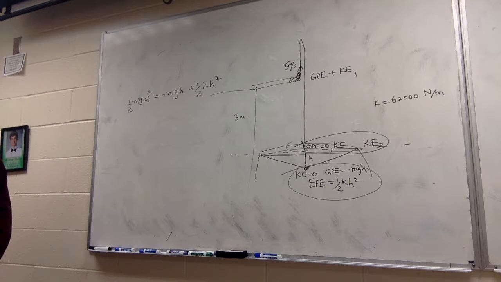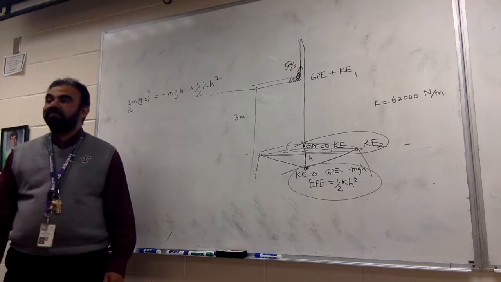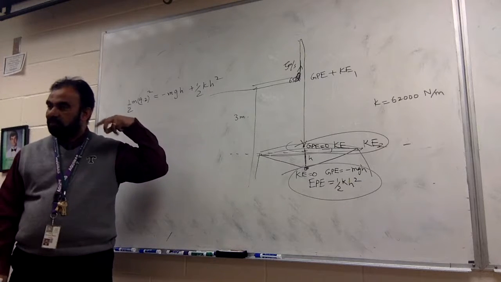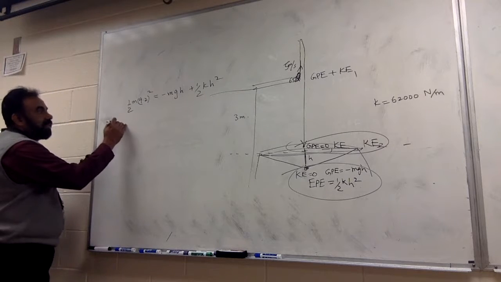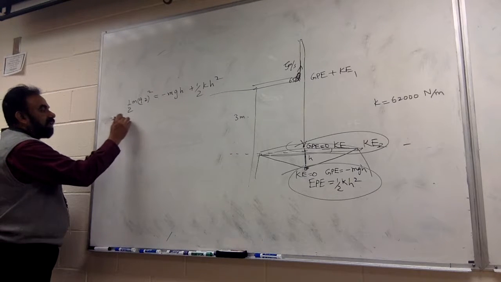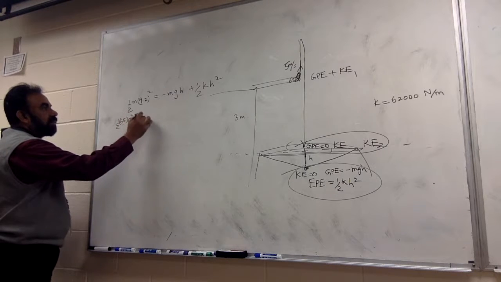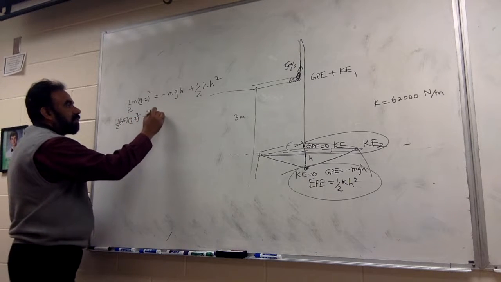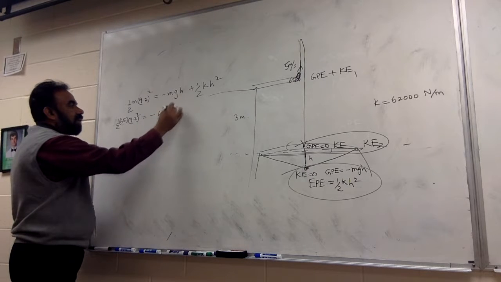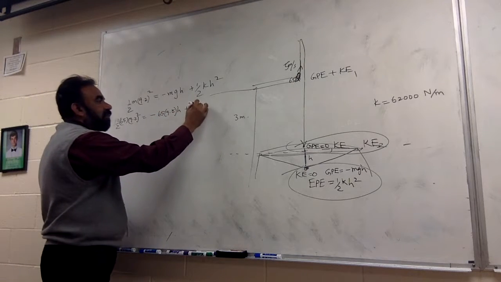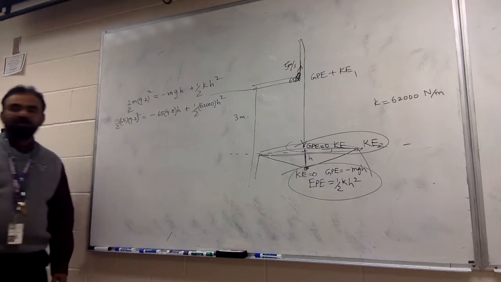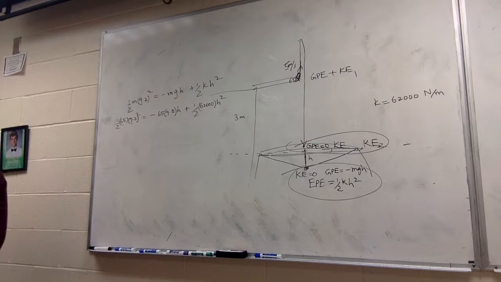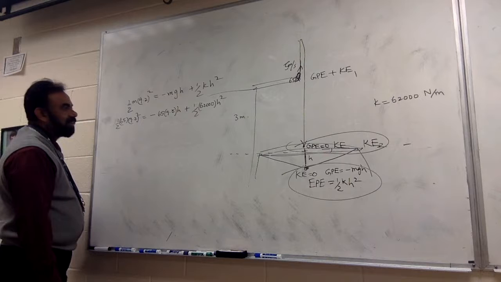Now you can't cancel m here. Why can't you cancel m's? Because there's no m on this side. So we have to use the 65 kilograms. So half 65 9.2 square is equal to minus 65 times 9.8h plus half of 62,000 h squared. What kind of an equation is that? It's quadratic. Well, we have to manage it now.